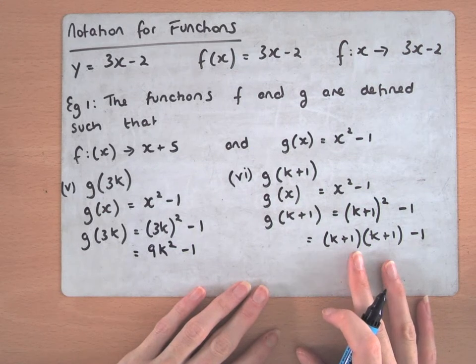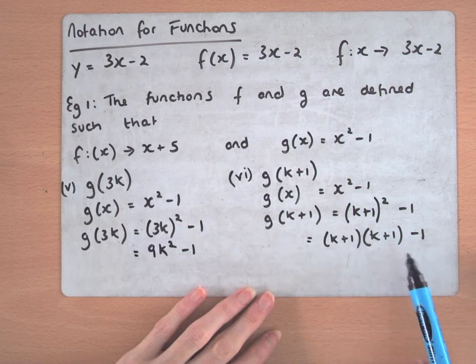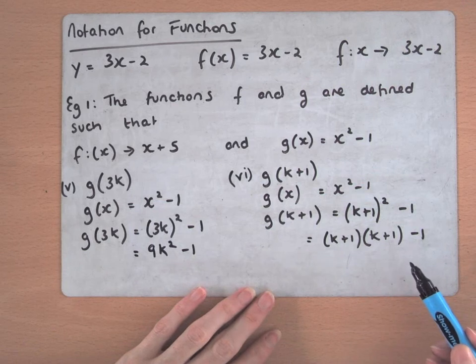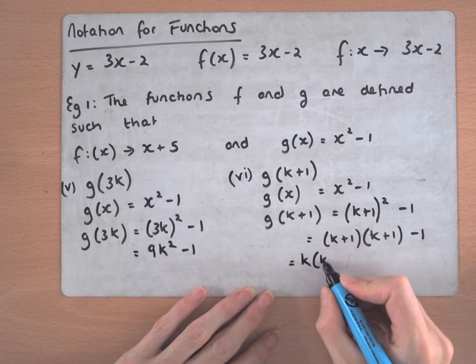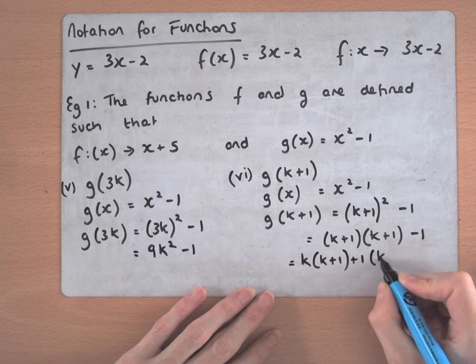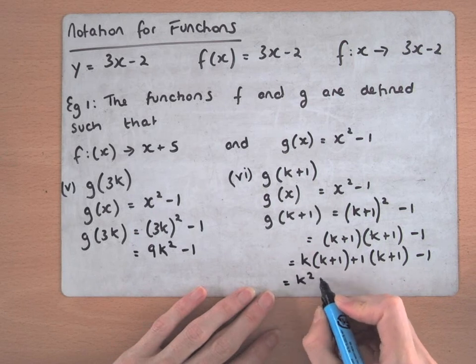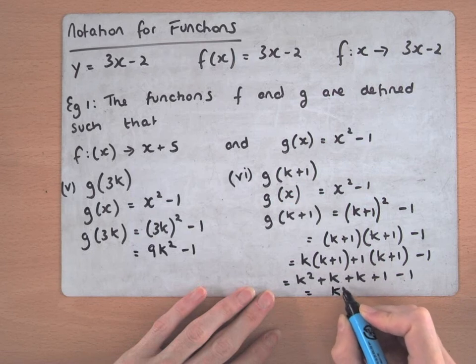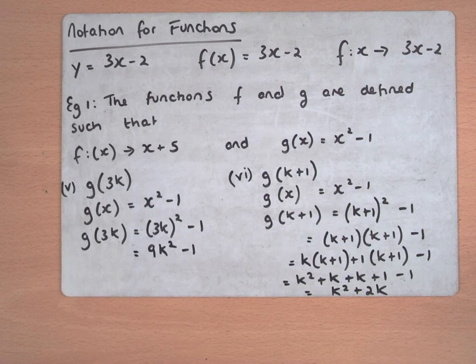Can you remember how to multiply out brackets? Some people do split the first, double the second, don't you? Some people do first number, second bracket, second number, second bracket. Whichever way your teacher taught you last year, totally up to you. So, first number goes with the second bracket, second number goes with the second bracket. Don't forget the minus 1. K squared plus k plus k plus 1 minus 1. Okay, and just tidying it up, you get k squared plus 2k.